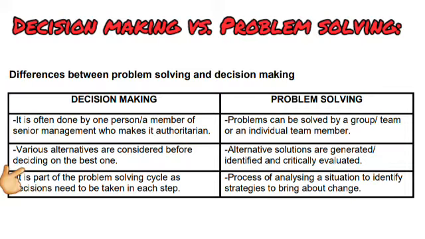So let's move on to the second bullet under decision making. It says various alternatives are considered before deciding on the best one. And under problem solving, the second bullet says alternative solutions are generated, identified and critically evaluated. So under decision making, when we have different alternatives, choosing the best one is going to be the job of one person or even a voting matter, and whatever result has passed, that's what we are going with. Whereas in problem solving, we are more concentrating on generating alternative solutions, just laying them on the table.